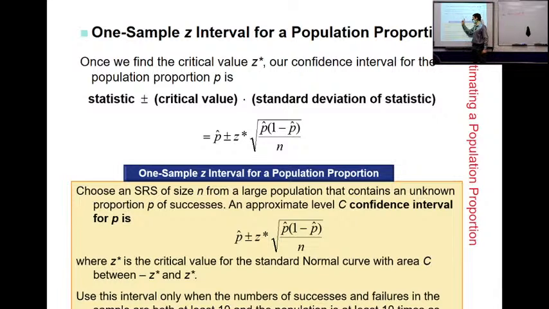Critical value, that's just the z-score. Times the standard deviation of the statistic. Well, for proportions, this is my standard deviation formula. So these formulas are going to look complicated, but they're just putting together a whole bunch of other formulas that we already know, and kind of combining them together.